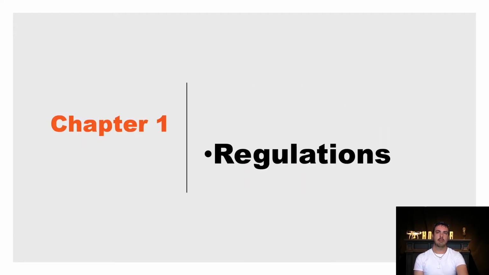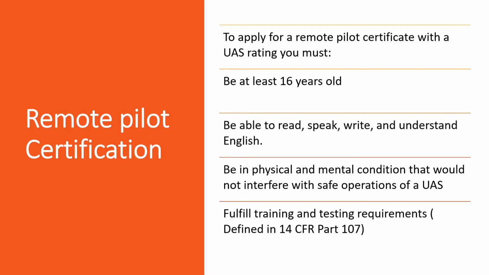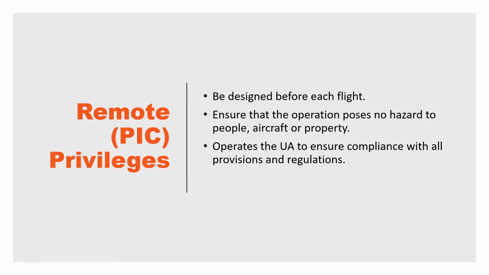So Chapter 1, regulations. To have a remote pilot certification, you must apply with the FAA. You have to be at least 16 years old, be able to read, write, and speak English, be in physical and mental health, and then the full training of Part 107. So as a remote PIC, your privileges: everything is up to you. You have to ensure that the operation poses no hazard to the people, the aircraft, or property. You operate the UAS to ensure compliance with all provisions and regulations.